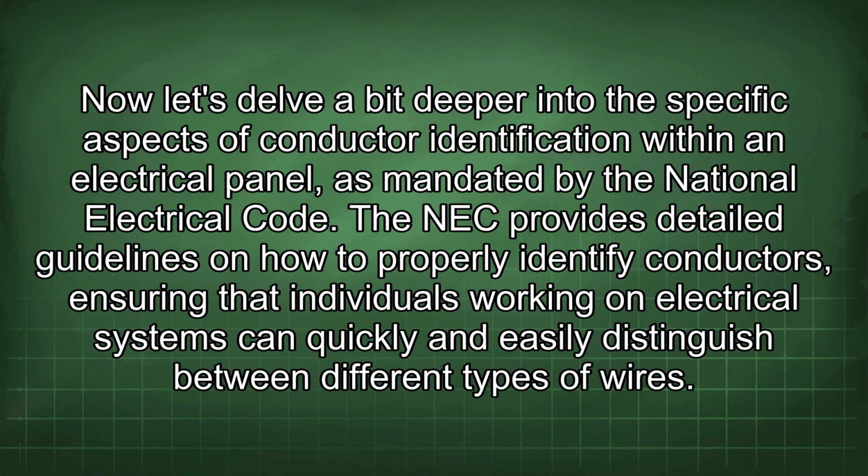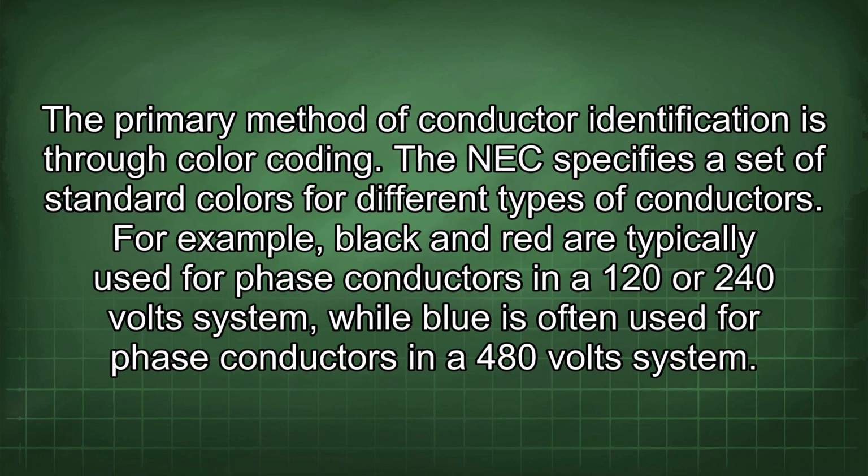Now let's delve a bit deeper into the specific aspects of conductor identification within an electrical panel as mandated by the National Electrical Code. The NEC provides detailed guidelines on how to properly identify conductors, ensuring that individuals working on electrical systems can quickly and easily distinguish between different types of wires. The primary method of conductor identification is through color coding. The NEC specifies a set of standard colors for different types of conductors.